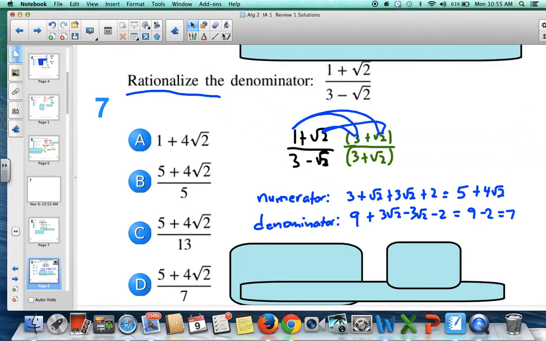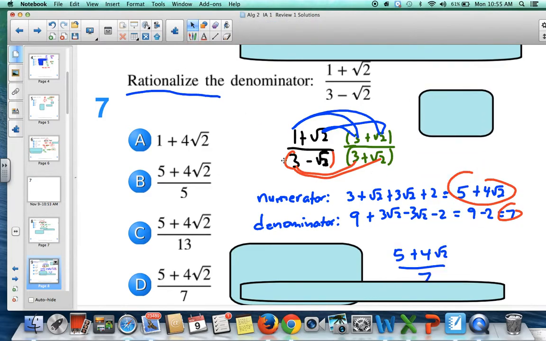The denominator now, I'm going to do similar to what I did with the other one. I have to FOIL these guys. So basically, 3 times 3, that's 9. 3 times square root of 2 is 3 square root of 2. 3 times negative square root of 2 is negative. These will always cancel if we use conjugates. And square root of 2 times square root of 2 is 2. So 9 minus 2 is 7 is my denominator. So my numerator over my denominator. And then that will just give us the answer. So 5 plus 4 square root of 2 over 7, which is this one right here.